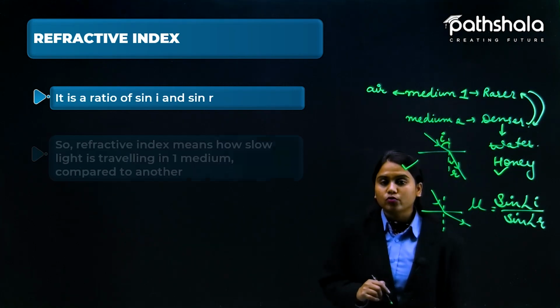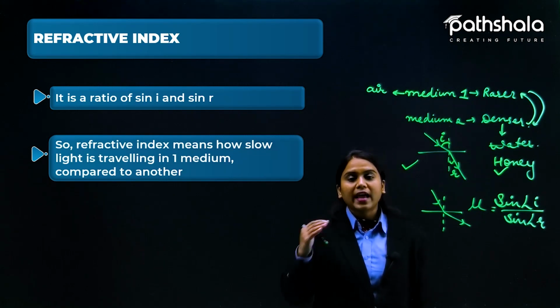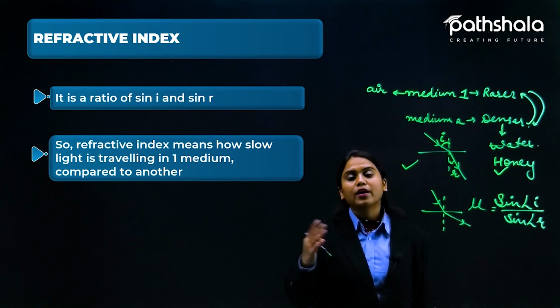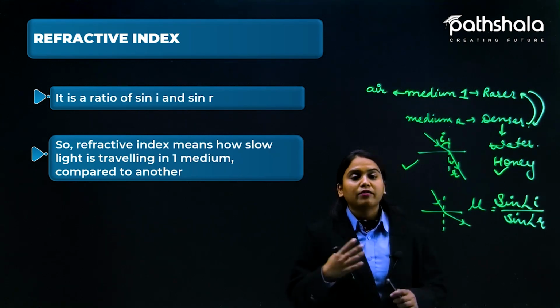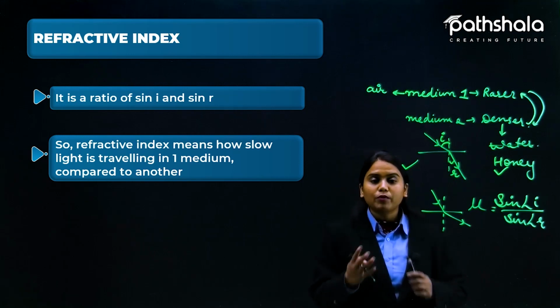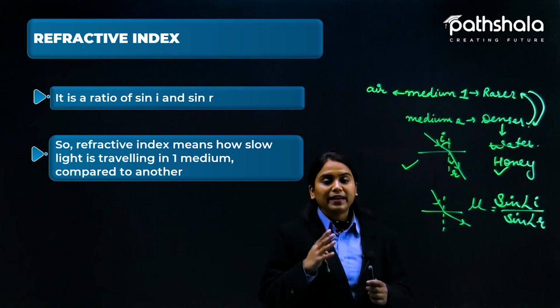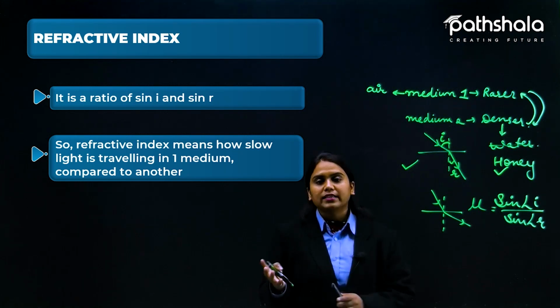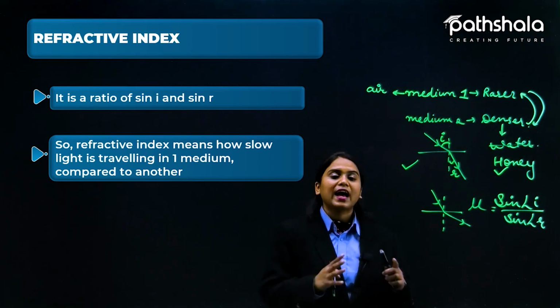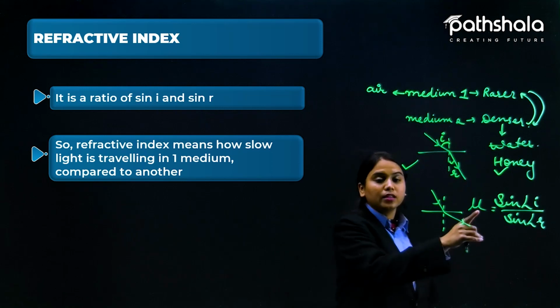Yes, this is true, students. So here the refractive index means how slowly light is traveling in one medium compared to another, or we can say how fast it is going. Like if it is traveling from denser to rarer, it is going to be fast. So the change that occurs in the speed of the light according to the medium is known as the refractive index of that medium. So this is how refractive index works, and this is the number.